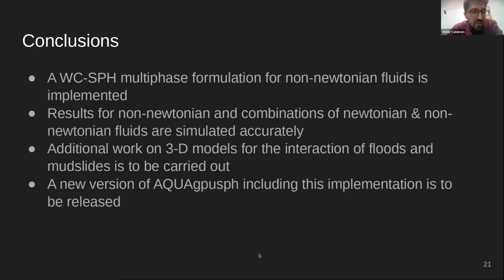And as part of this work, we have been developing a part of the open source tool AQUAgpusph, which is the one that we have been using to carry out the simulations, and we hope to have a release of this implementation in just a few months.